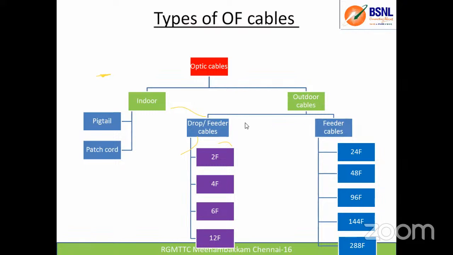In case of outdoor cables, we have separate cables for drop cables and feeder cables. In drop cables, they have 2-core fiber, 4-core fiber, 6-core fiber, and 12-core fiber. In feeder cables, it starts from 24-core fiber, 48-core fiber, 96-core fiber, 144-core fiber, 288-core fiber. Depending upon their requirement and applications, they go for the particular fiber cables they require.